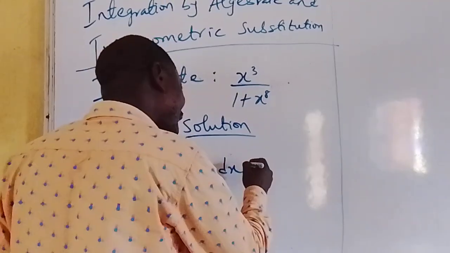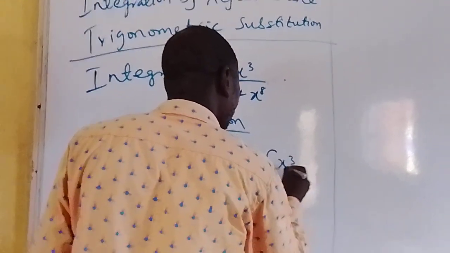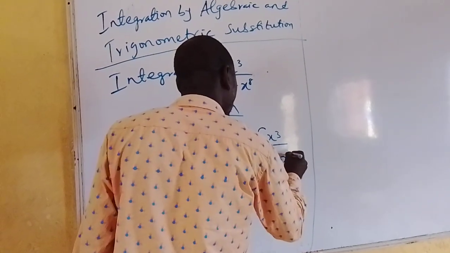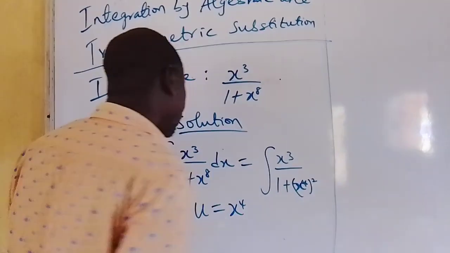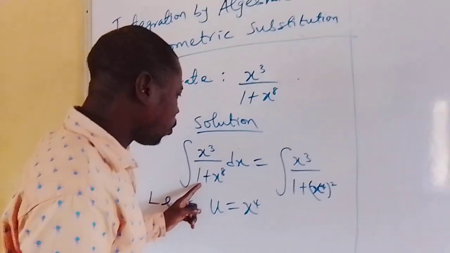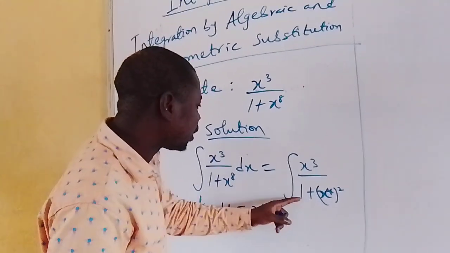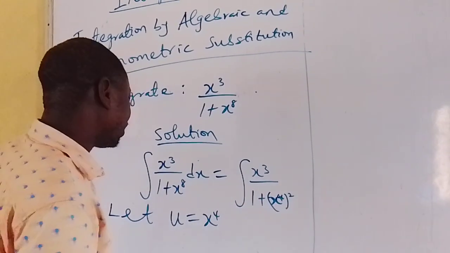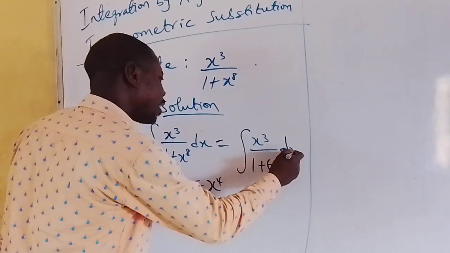So I can now rewrite this integral as x cubed over 1 plus x raised to power 4, all squared. Another way of writing 1 plus x raised to power 8 is 1 plus x raised to power 4, all squared. So let u be equal to x raised to power 4, then dx.